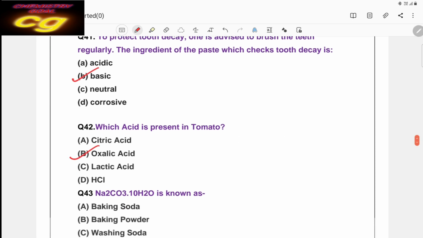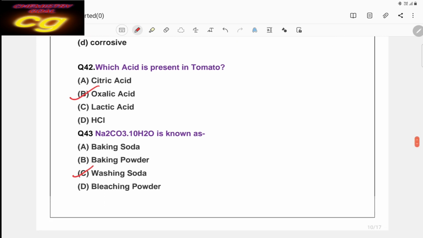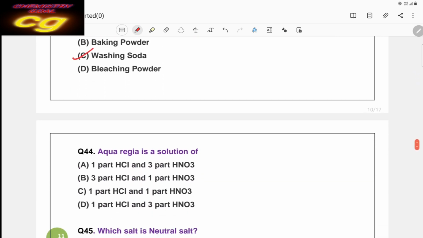We have to remember that sodium carbonate decahydrate, Na2CO3.10H2O, is known as washing soda. That is a very important thing. Aqua regia is a mixture of 3 parts concentrated HCl and 1 part concentrated nitric acid. It is a very strong oxidizing agent. It dissolves gold and platinum. That is not possible by nitric acid or hydrochloric acid individually, but the mixture can do it.